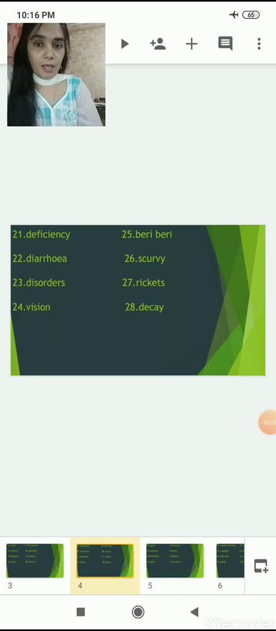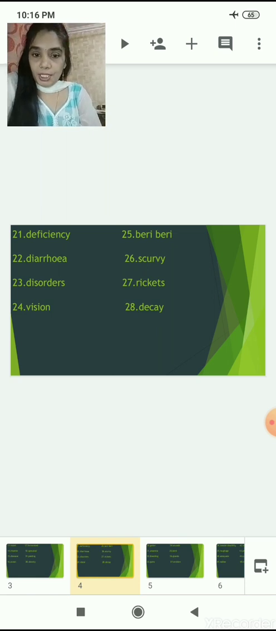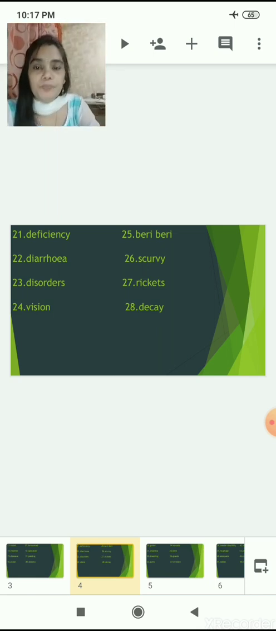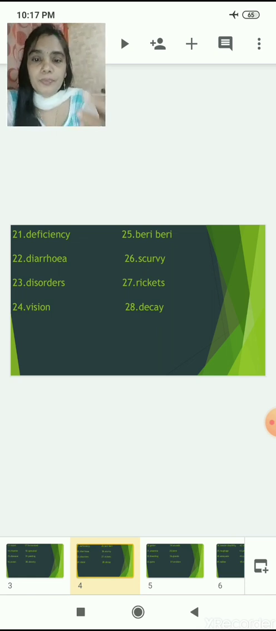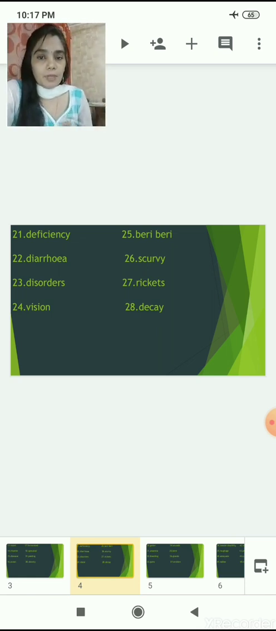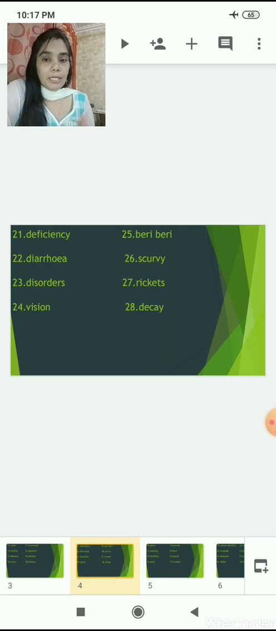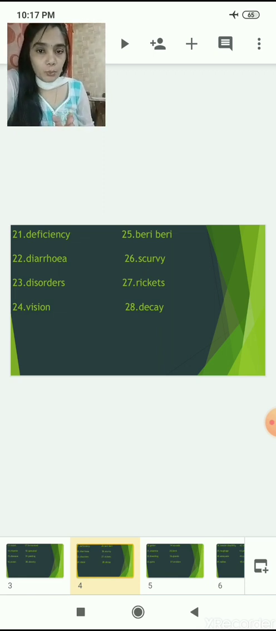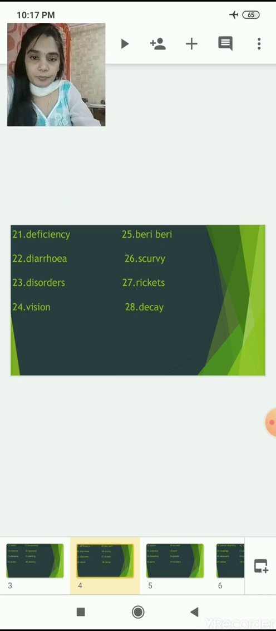Deficiency, diarrhea, disorders, vision, beriberi, scurvy, rickets, decay. Repeat once again, children: deficiency, diarrhea, disorders, vision, beriberi, scurvy, rickets, decay.